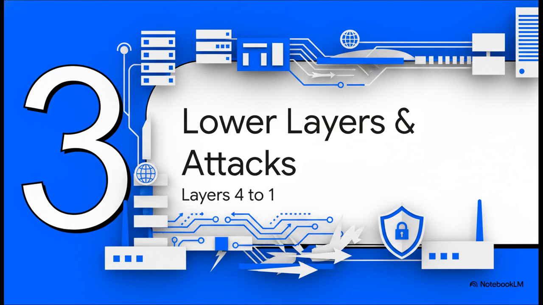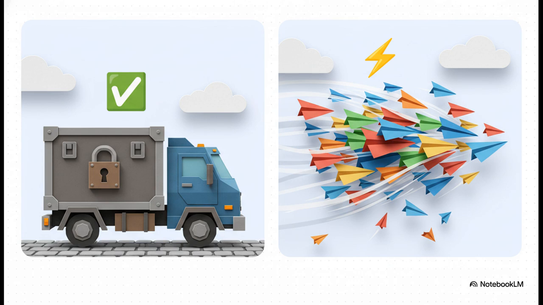Part 3, the lower layers and attacks. Let's descend into the heavy-duty stuff. Welcome to layer 4, the transport layer. This is where the really serious networking decisions get made, specifically the massive trade-off between speed and reliability. We've got two main protocols fighting it out here.